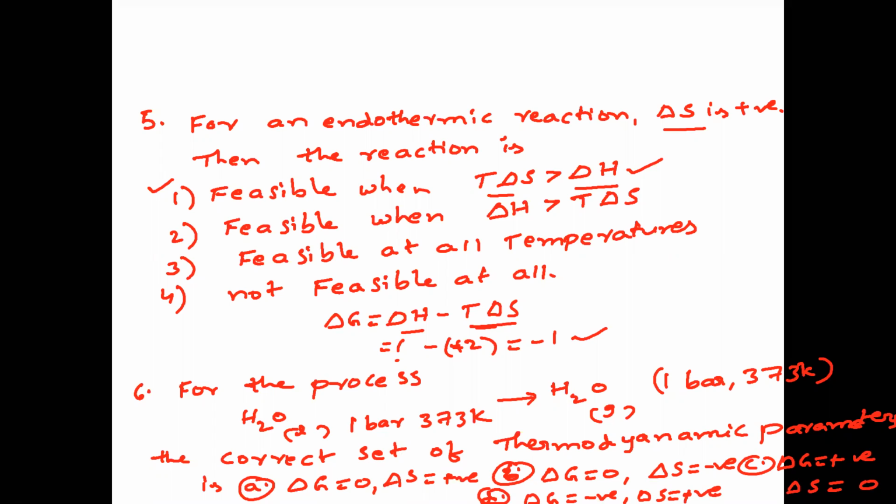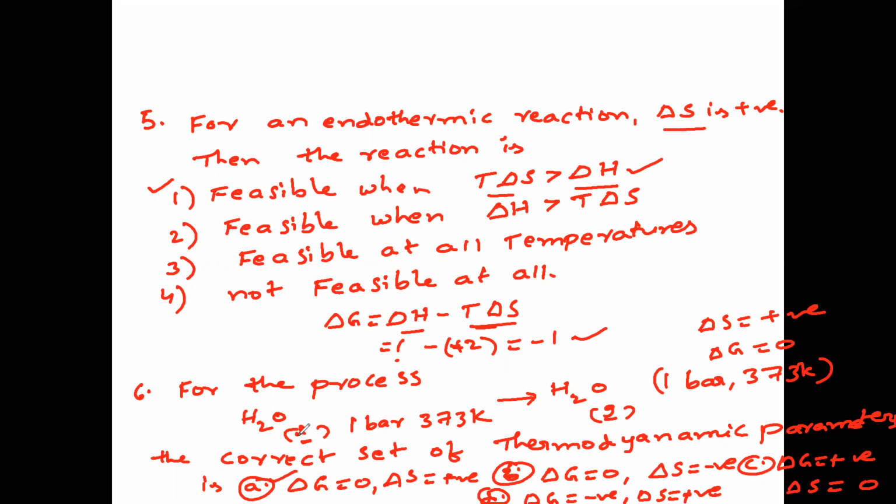This is a typical question where the process is at equilibrium, because at the same temperature and pressure, liquid is changing to gas. So it is nothing but equilibrium. For equilibrium, delta G is equal to 0, and since liquid is changing to gas, entropy is increasing, so delta S is positive. So the answer is the first option.